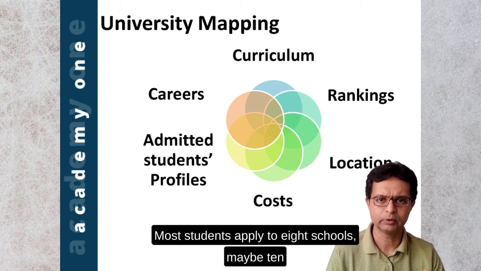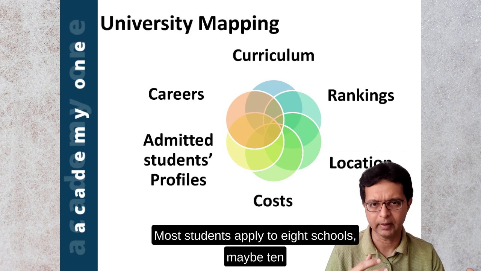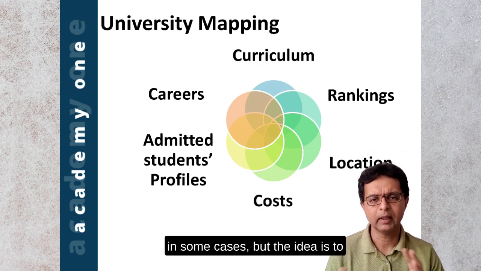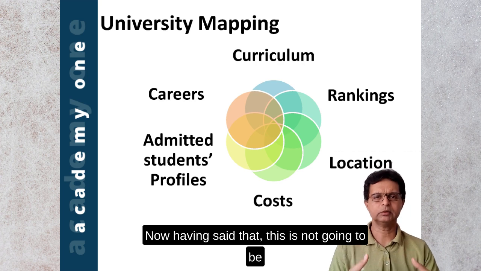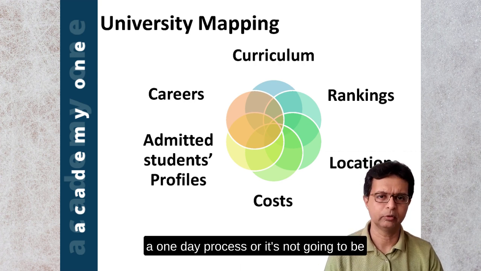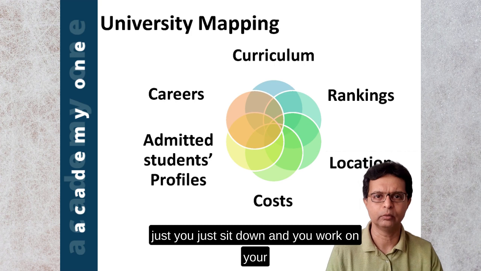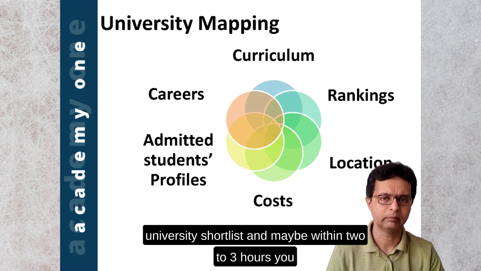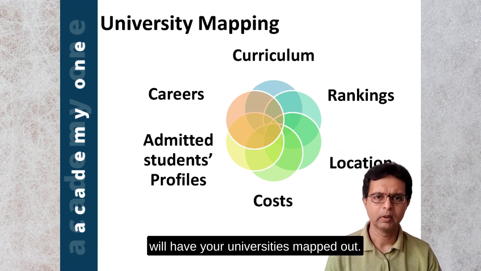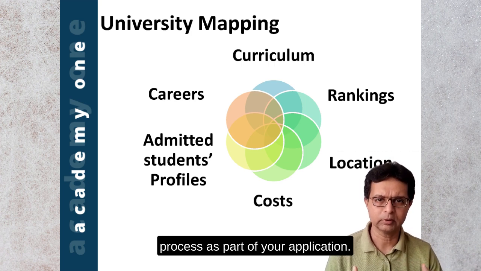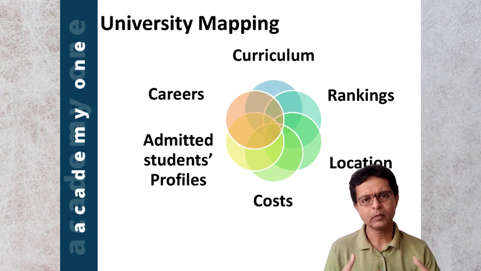Most students apply to 8 schools, maybe 10 in some cases, but the idea is to apply to 8 to 10 schools. Now, having said that, this is not going to be a one-day process. It's not going to be that you just sit down and work on your university shortlist, and within 2 to 3 hours you will have your universities mapped out. This is going to be an ongoing process as part of your application.